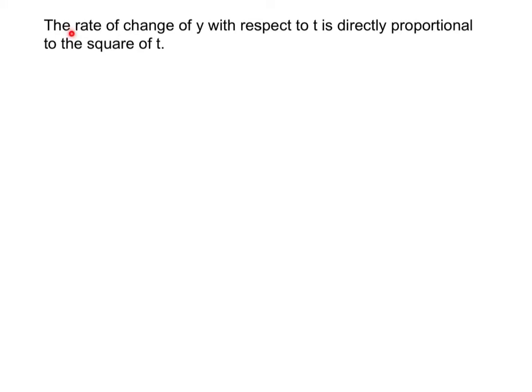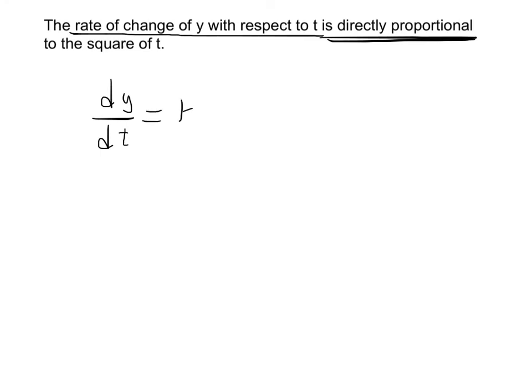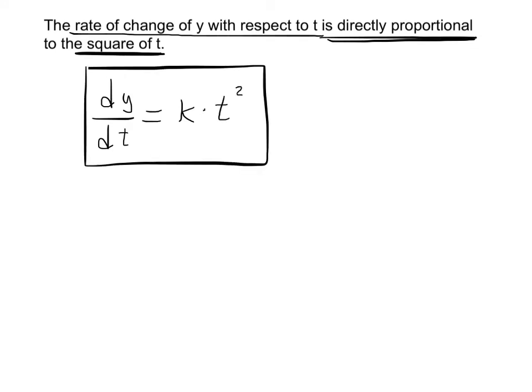So when you see that this thing says the rate of change of y with respect to t, this whole thing should read to you as dy/dt. The rate of change of y with respect to t. Then the next thing it says is directly proportional to, right? So what does that mean? It means that it's equal to k times, and what is it directly proportional to? It's directly proportional to the square of t, which means t squared. Congratulations, you've translated English into a differential equation, right?